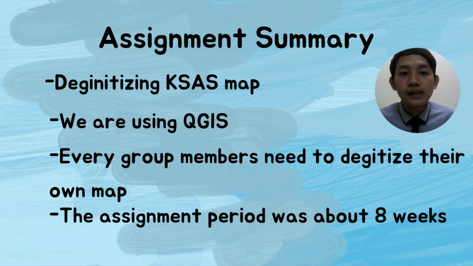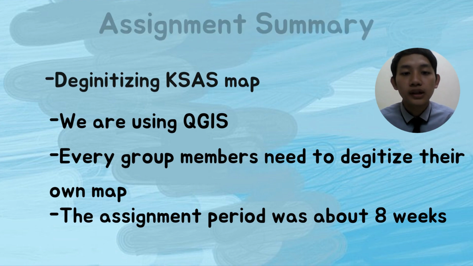At this part, I will summarize our group assignment. First, we need to digitize the Campus Sultan Azlan Shah maps. To digitize Campus Sultan Azlan Shah, we are using QGIS. Everyone in our group needs to digitize their own map. Next, the assignment period was around 8 weeks. So we will move to the next part.